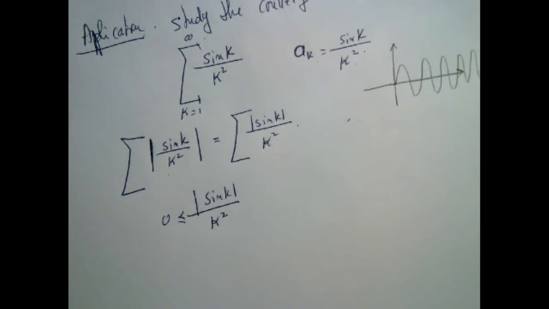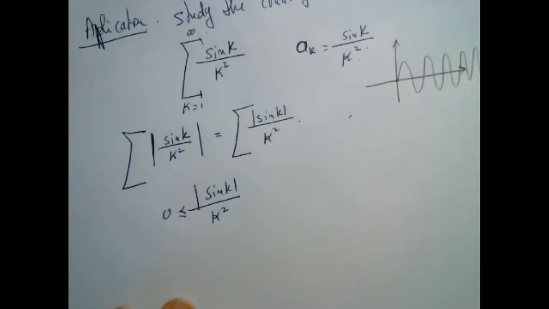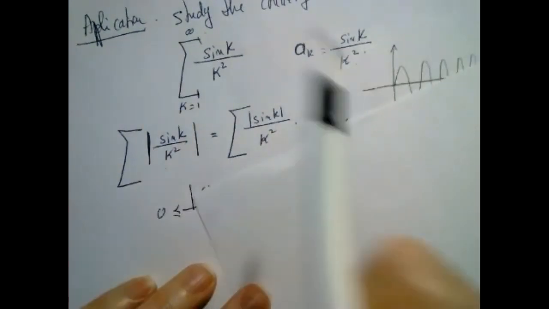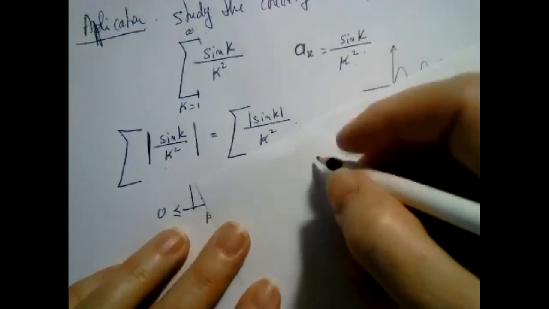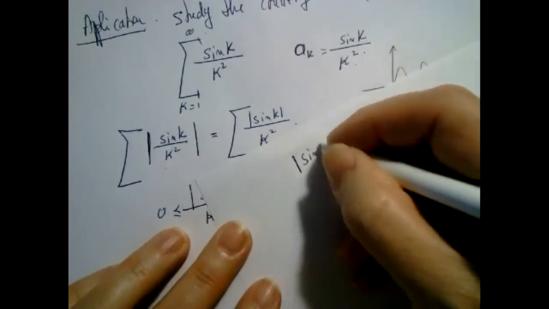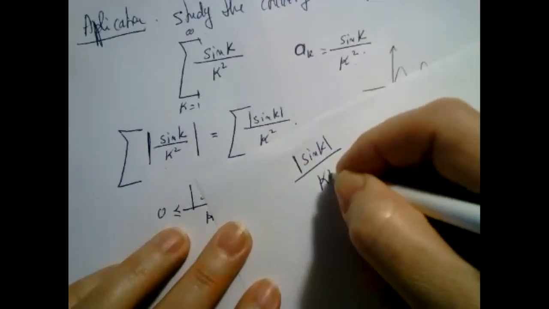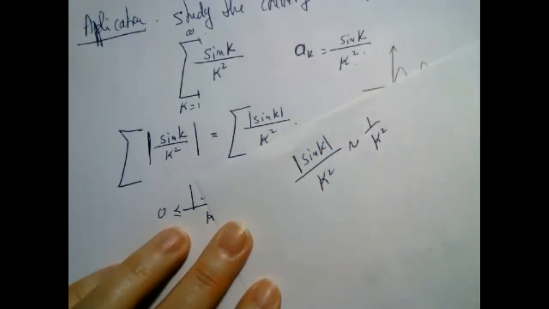Could we use the limit comparison test? With what? One over k squared. Then you deal with the limit. I will try, but let me tell you what the problem is with the limit comparison. Let us say I do it with 1 over k squared, and then I have to take the limit.